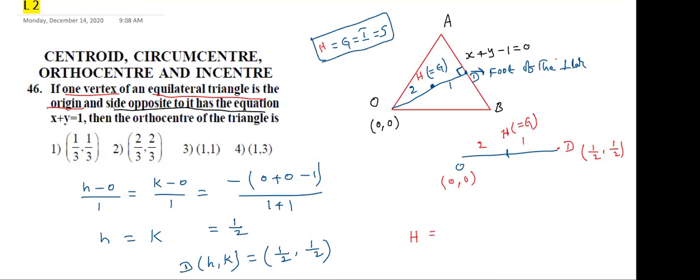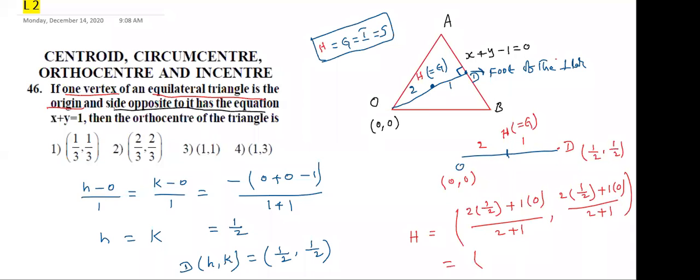So we need to find H. How to find it, students? Apply the section formula: (2 into 1 by 2 plus 1 into 0) by 2 plus 1 comma (2 into 1 by 2 plus 1 into 0) by 2 plus 1. See the calculation. Here we get 1 by 3, because in the numerator, 2 into 1 by 2, the 2s cancel. Finally, the orthocenter of the triangle. What is the answer? First option.